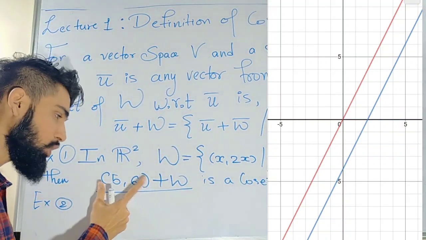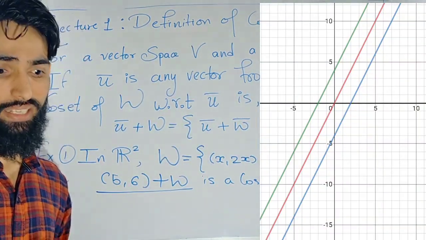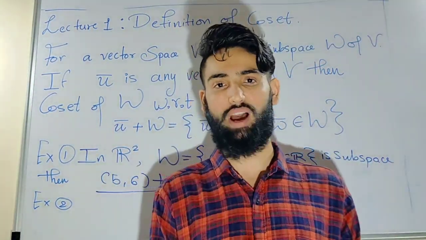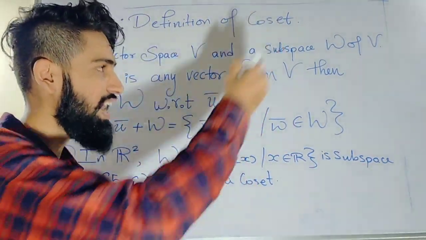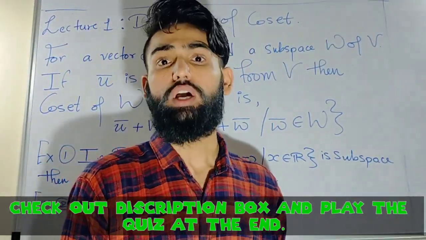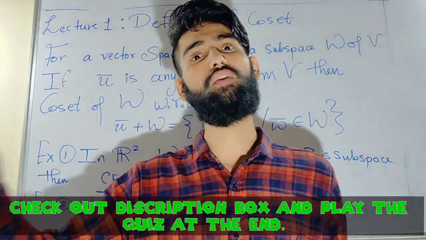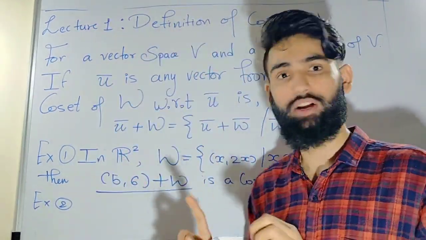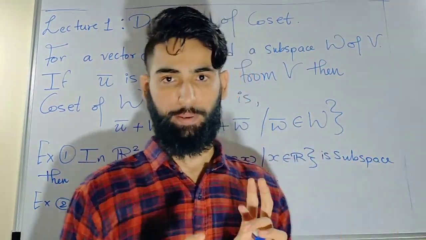Suppose I change this (5, 6) with some other element, I will get a new line which is parallel to W. Similarly, if I keep on changing this (5, 6) with every element of R2, you will observe I will cover the entire R2. I will just keep on drawing lines parallel to W, and at the end I will see it is covering the entire R2. So we learned something important about cosets: if you take the union of all cosets, it will cover your vector space, R2 in this case. We are just looking at the properties inside this example.